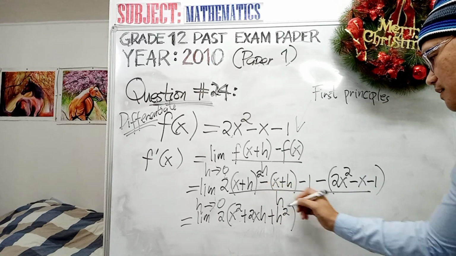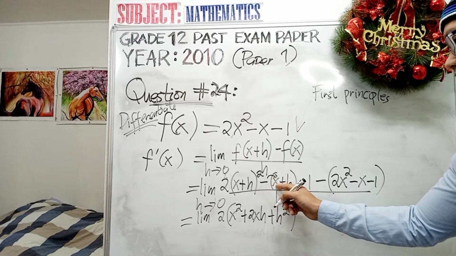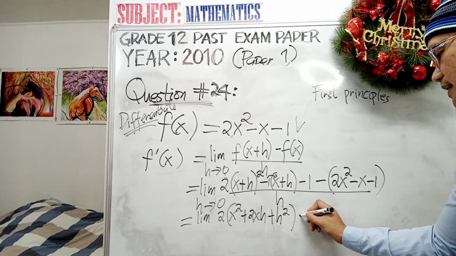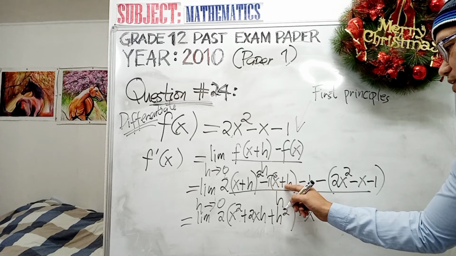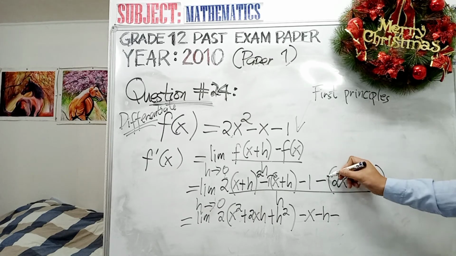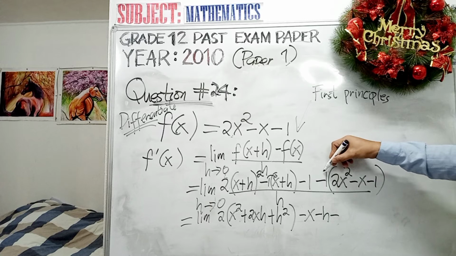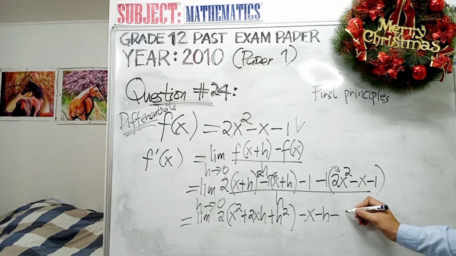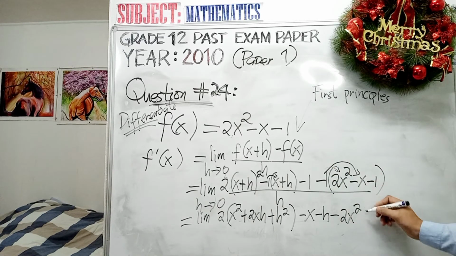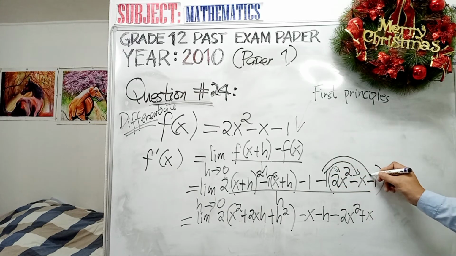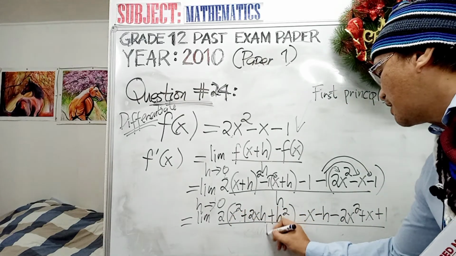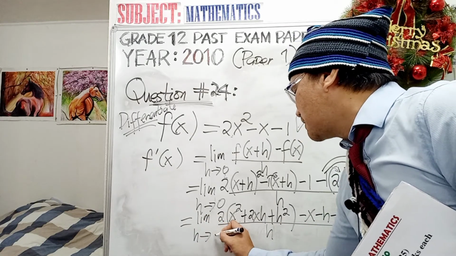And then this one becomes negative 1. This is understood to have a coefficient of 1. Negative 1 times x is negative x. Negative 1 times positive h is negative h. And then minus. And then this one also is understood to have a coefficient of 1 outside. So negative 1 times 2x squared is negative 2x squared. Negative 1 times negative x is positive x. Negative 1 times negative 1 is positive 1, all over h as h approaches 0.